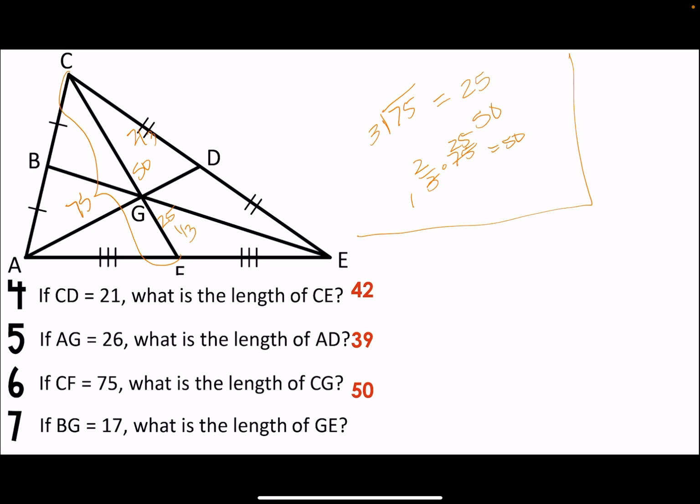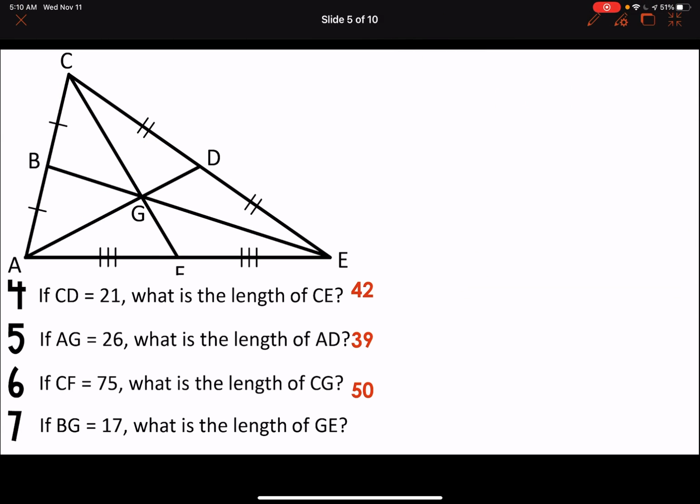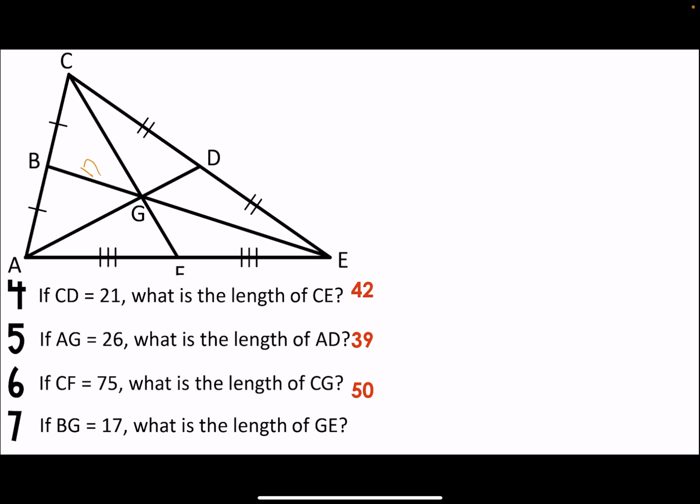All right, now let's go ahead and do this last one. If BG is 17, what is the length of GE? Well, like we said earlier, this is 1/3. And this is double that length because it's 2/3. So 17 times 2 is going to get you 34. All right, you're just going to have to remember that it's 1/3 and 2/3. Or if you just remember one of them, that small bit is 1/3, you'll be set.